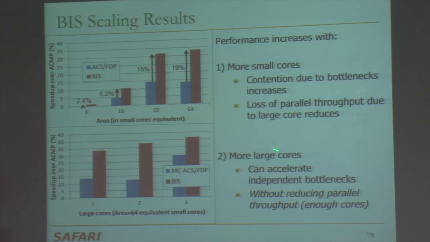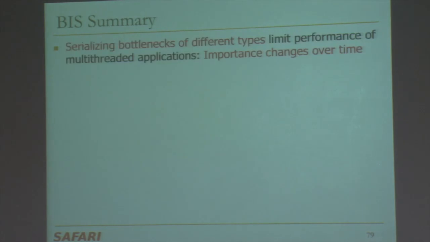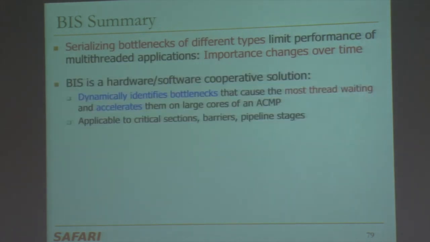And as you add more large cores, this is actually good also. Performance improves, because now we can accelerate independent bottlenecks. False serialization becomes less of a problem. So ideally, you would like to have more large cores. But again, the performance improvement drops a little bit. If you have more large cores, you don't get as much benefit as you keep adding more large cores.